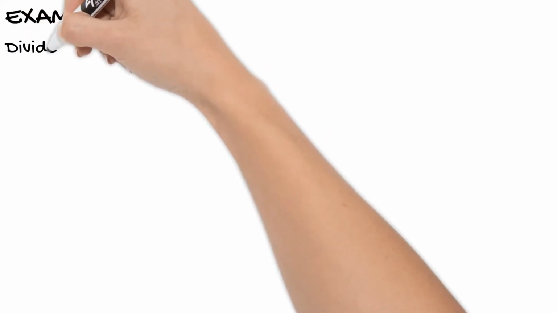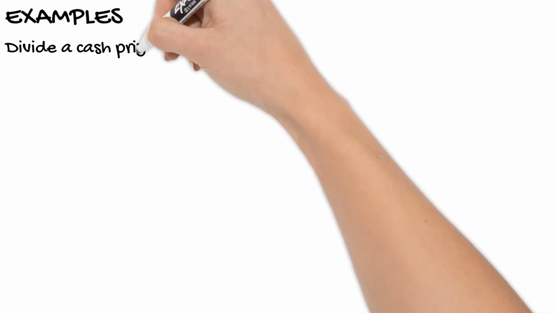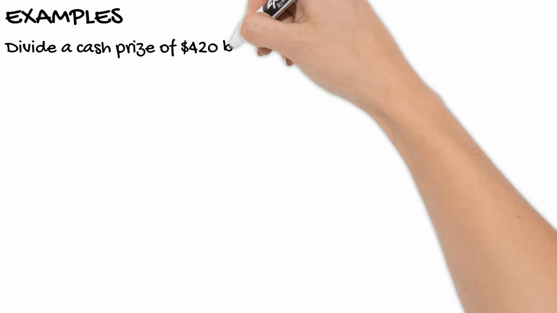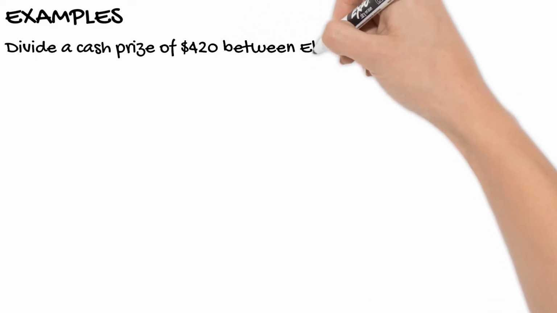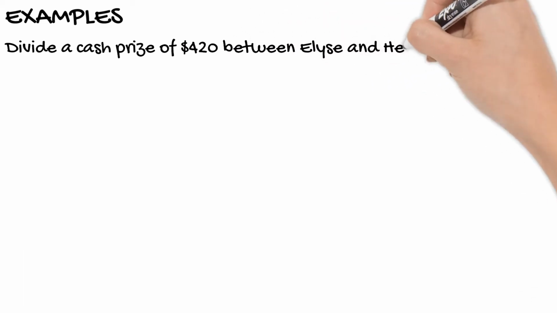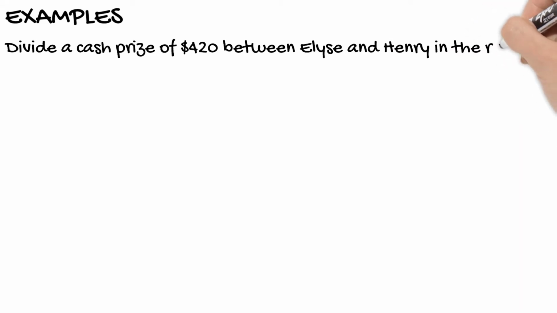So we'll just have a look at an example. We want to divide a cash prize of $420 between Elise and Henry in the ratio 3:4. What this means is they're not going to get an equal share of the prize. The first method I want to show you is called the unitary method.